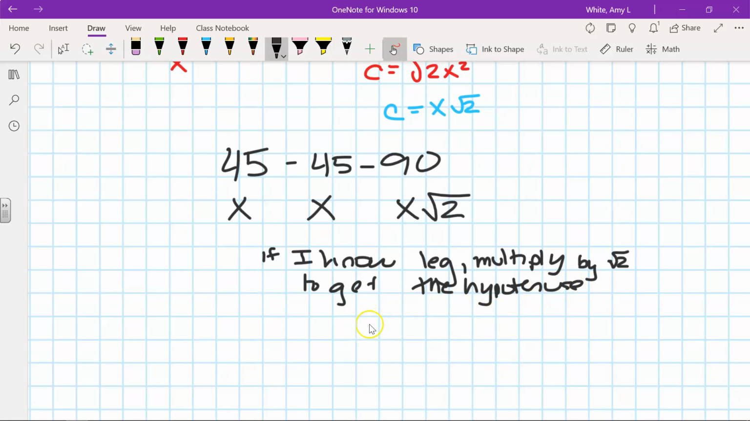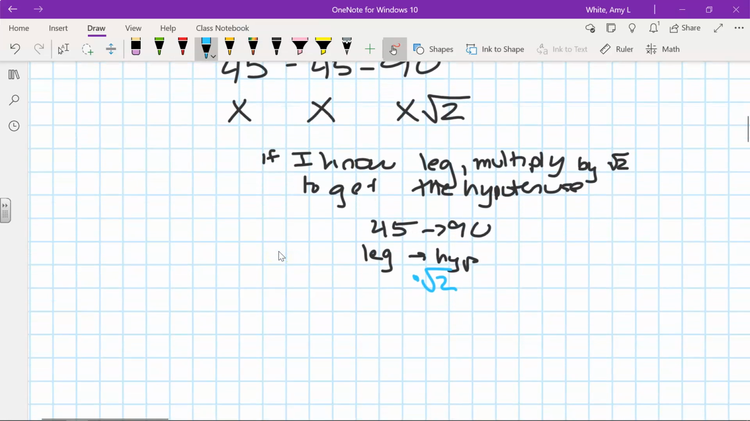So if we're going from the 45 to the 90, so from the leg to the hypotenuse, then you would do times... I'm going to use a different symbol because we've been using x. We'll use the dot. We're going to do times the square root of 2.